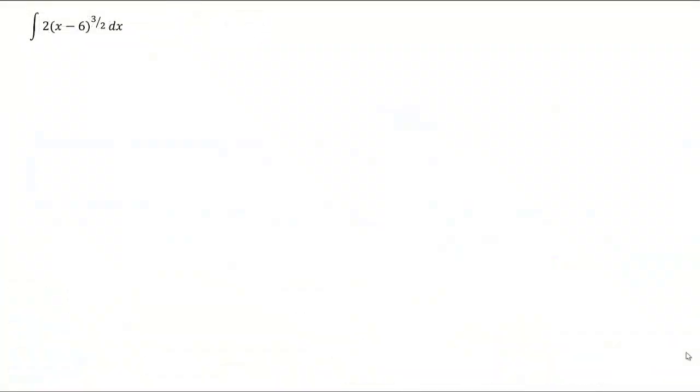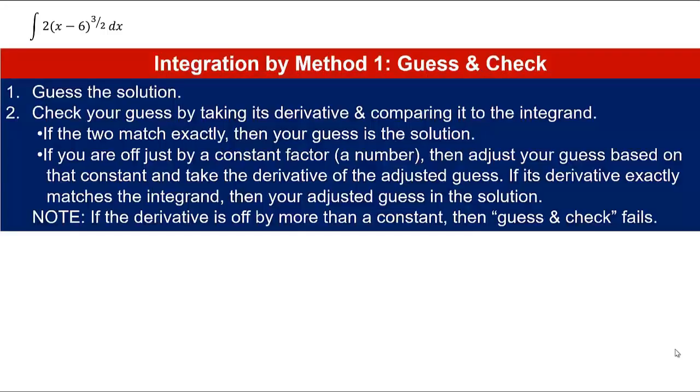Suppose I want to evaluate this integral, the integral of 2 times the quantity x minus 6 to the 3/2 power. And suppose I want to do it by the guess and check method. What you have to remember is guess and check involves guessing the antiderivative, the integral, then checking your guess. If it matches exactly, then your guess is the answer.